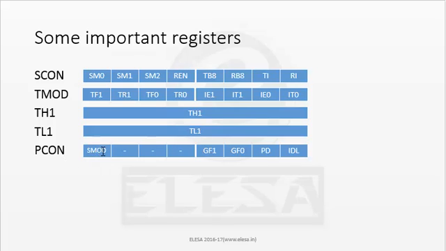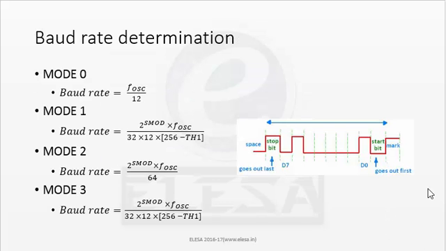The PCON register contains the SMOD bit, which is of utmost importance to us. The SMOD bit enables the doubling of baud rate in mode 2 as well as in modes 1 and 3. The next part is to know about the baud rate and the formulae. In mode 0, we get a fixed baud rate which is FOSC by 12. In mode 1, the baud rate is variable, which is determined by the formula 2 raised to SMOD into FOSC divided by 32 into 12 into (256 minus TH1).